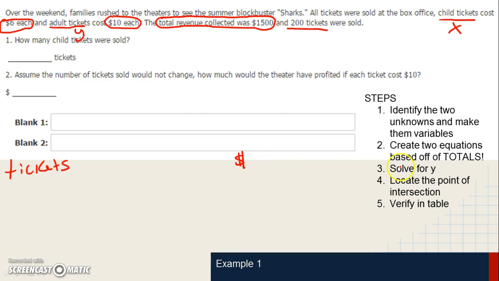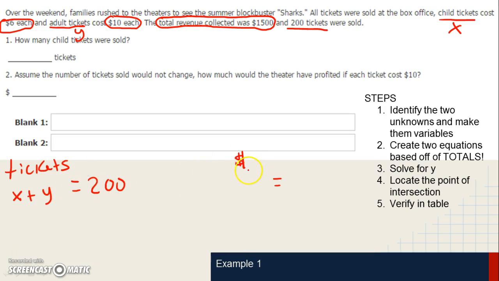Good, so let's go ahead and create these equations based off the totals, and when you create it based off the totals, you're just setting it equal to the total. So for tickets, what was the total number of tickets sold? It was 200, so we can set it equal to 200. Well, we don't know how many child tickets were sold, but we know that the number of child tickets plus the number of adult tickets that were sold equals 200. So there's our ticket equation.